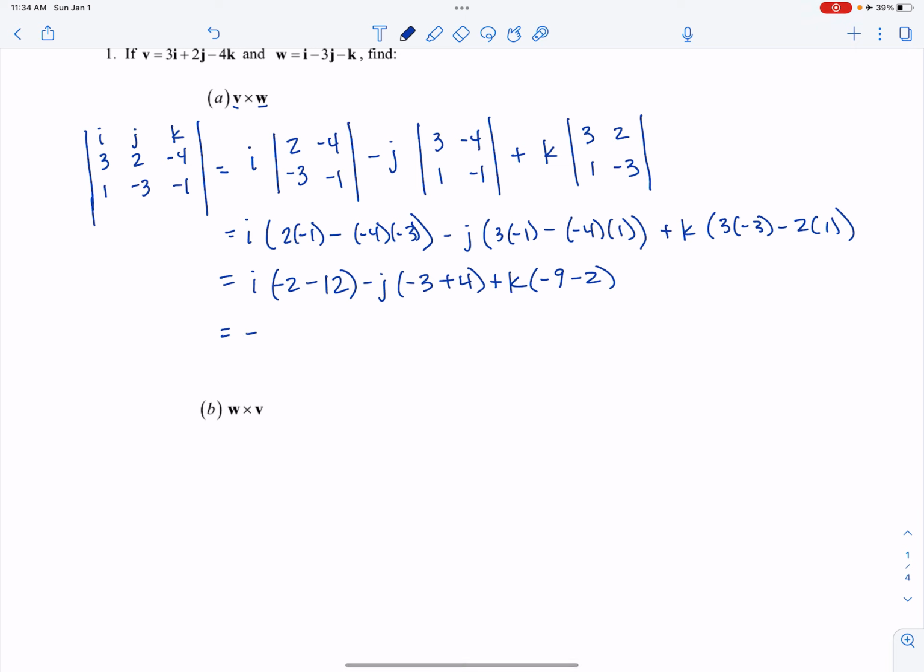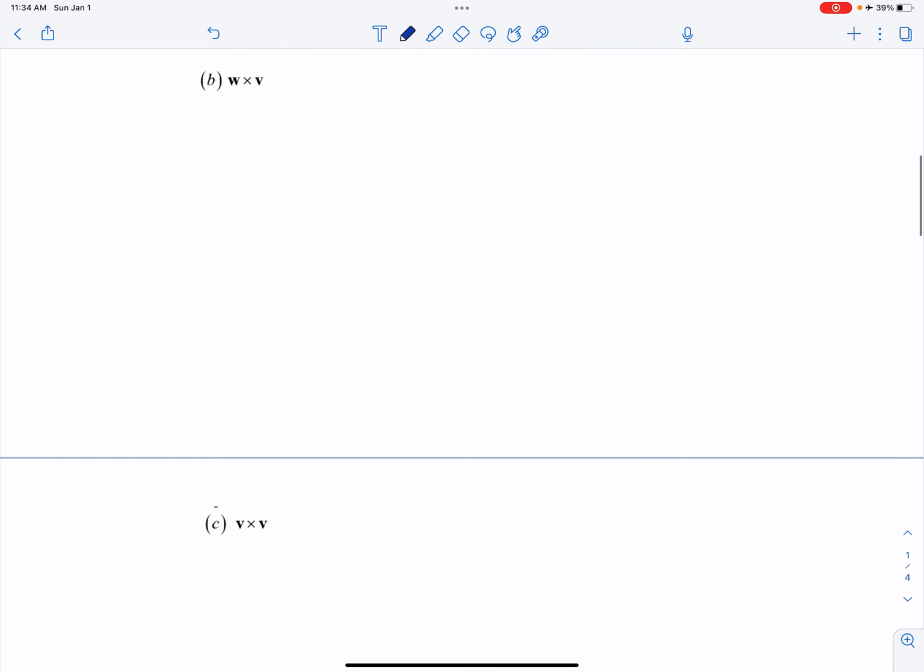So I have negative 14i minus j minus 11k. And this is the cross product of these two vectors, v cross w. Okay, let's do it again. w cross v. Let's set up our matrix.